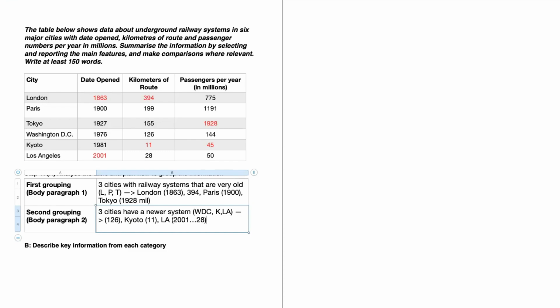Also, I do want to mention the fact that Kyoto serves 45 million passengers per year, which is the smallest amount. Okay, and there you have it. That is the main information. I've identified key things, but notice how it becomes easier once you're able to separate your information into 2 groups.